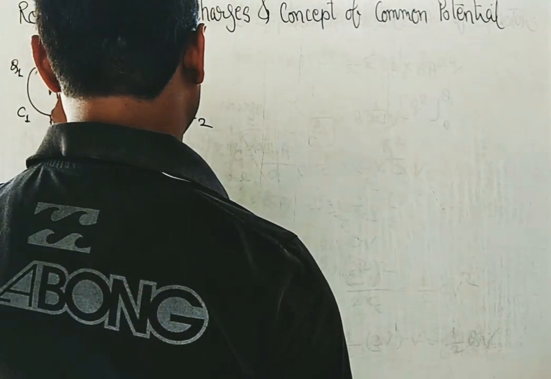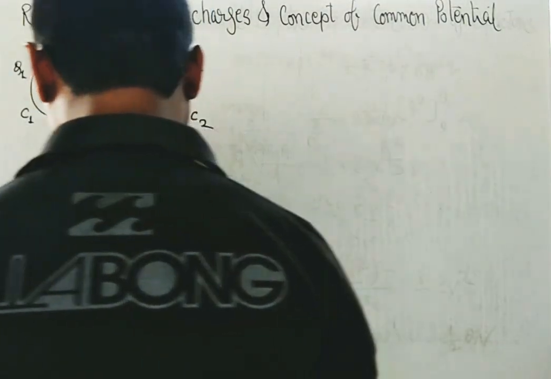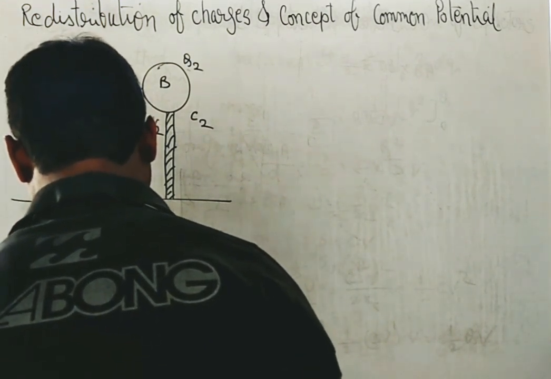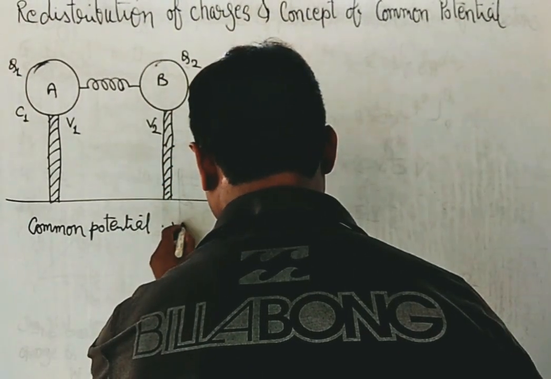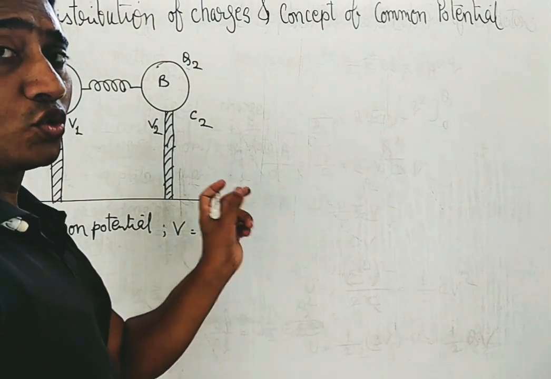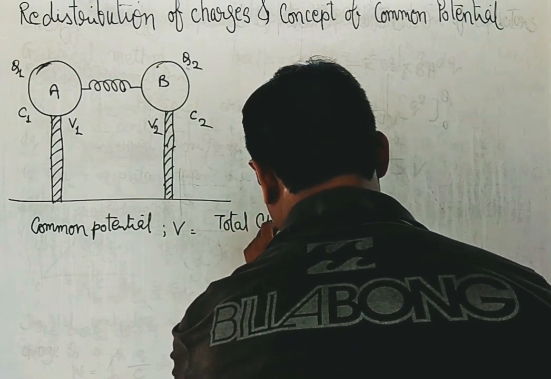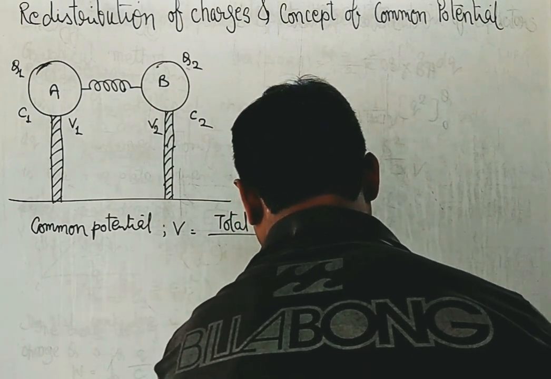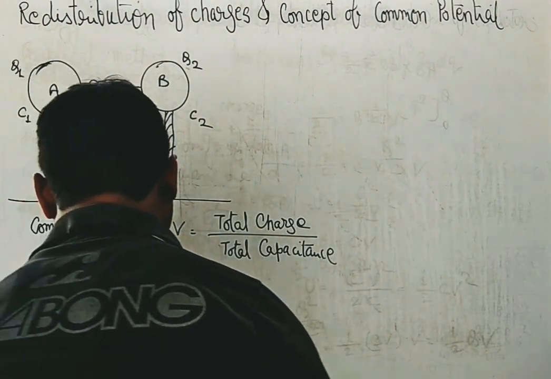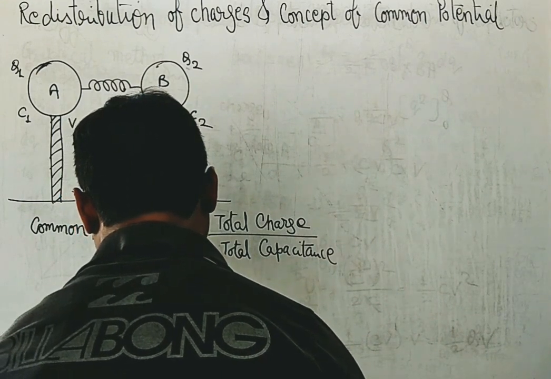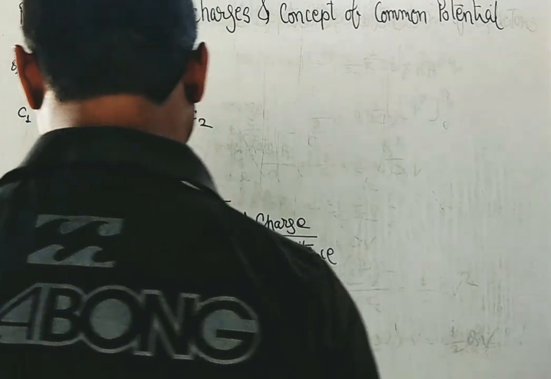Now suppose these two are joined through a connecting wire, and through this the charges start transferring. To begin with, let us find the common potential. V equals Q, total charge, upon total capacitance. What's the total charge? It's Q1 plus Q2 upon C1 plus C2 as the total capacity.